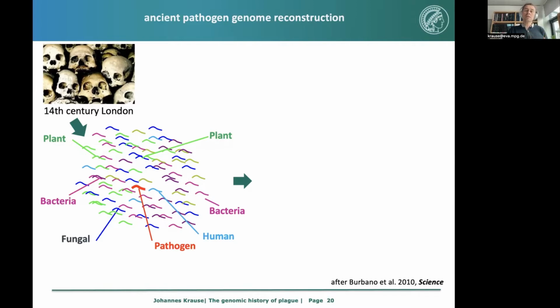What we then used is what we call in-solution capture, so hybridization capture approaches, where we take the DNA that you can get from an ancient specimen, which is quite a soup of DNA. Only a tiny proportion of the DNA is from the person itself that died hundreds of years ago. And an even smaller proportion is the pathogen that has killed the person. So it's really hard to get the little bit of DNA that you're interested in.